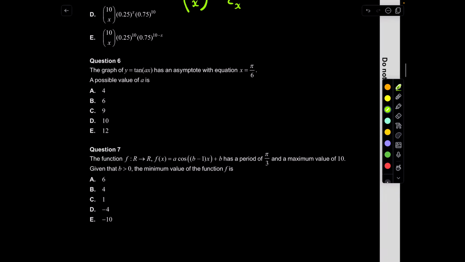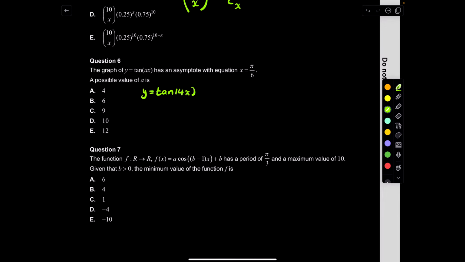Question 6. The graph of y equals tan AX has the asymptote with the equation here. A possible value of A is what? Now, this is actually quite easy because think about it. You've got 5 possibilities of what A is. The easiest way is to just sub them in. So for example, say that we sub in the first value, which is 4. So our A is 4. So it's going to be tan 4x.